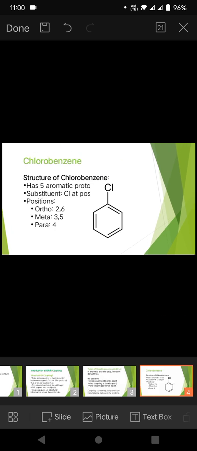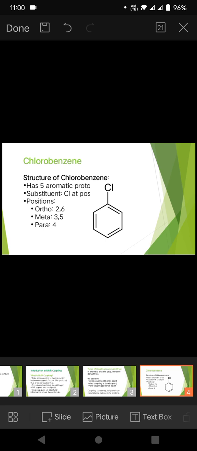In the next slide, I am going to discuss the types of coupling in an aromatic ring. In aromatic compounds like benzene and its derivatives, we mostly see three types of coupling. The first one is ortho coupling, then meta coupling and para coupling. The coupling constant depends on the distance between the protons. Here I take an example of chlorobenzene.